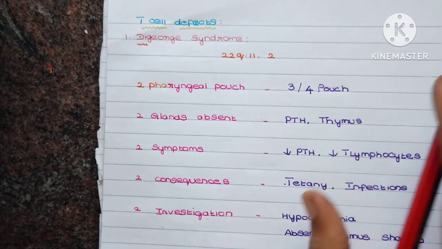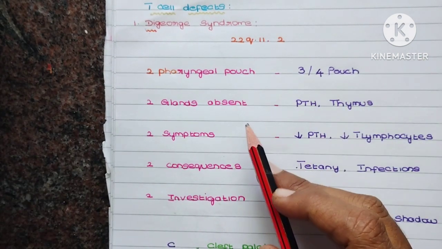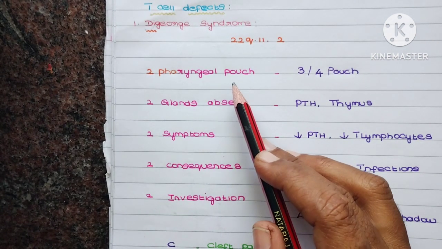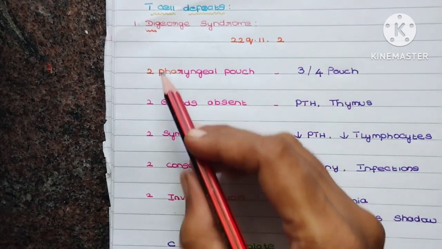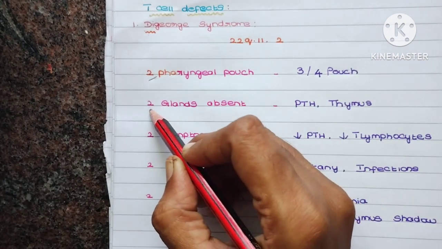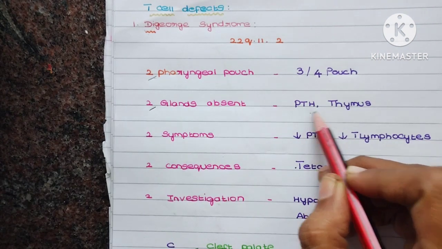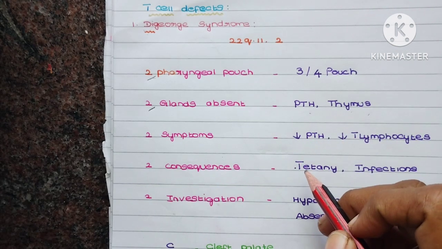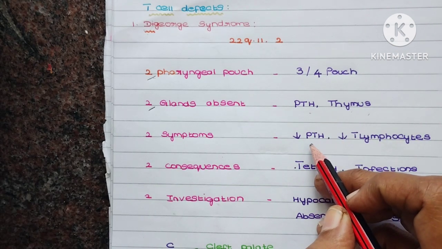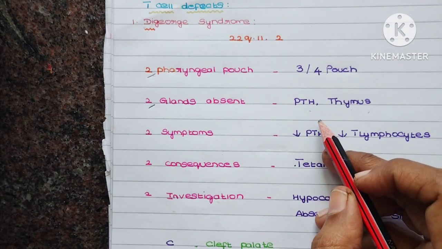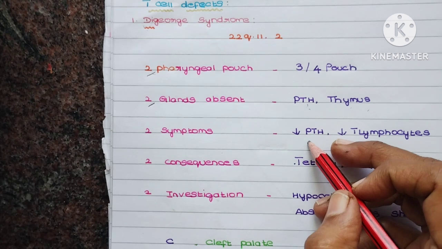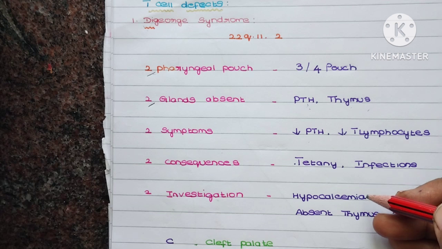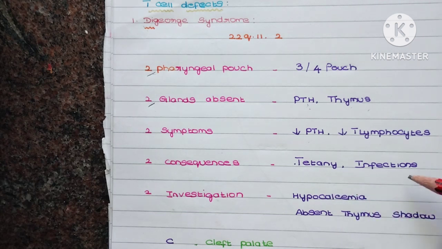And second, what is the defect here? There is an absence of development of the 2 pharyngeal pouches, that is 3 and 4. Second, 2 glands will be absent, that is the parathyroid gland and the thymus. Because of this, what happens? Because of absence of the parathyroid gland, parathyroid hormone is decreased, and T lymphocytes also will be decreased. So there will be 2 consequences.